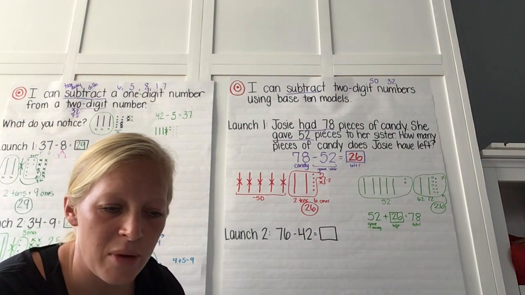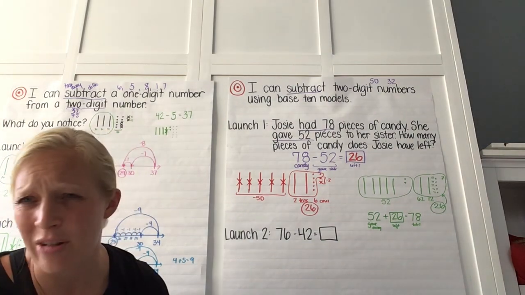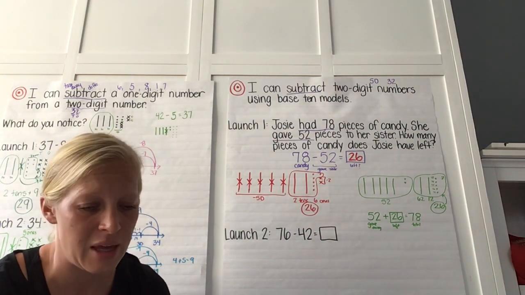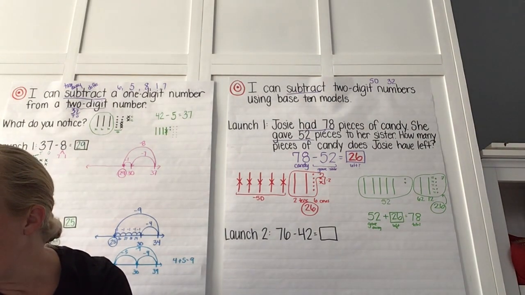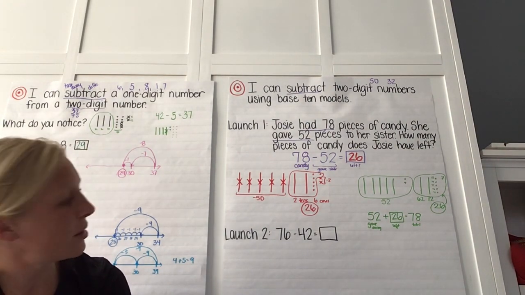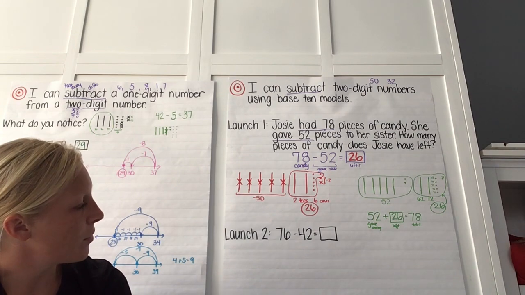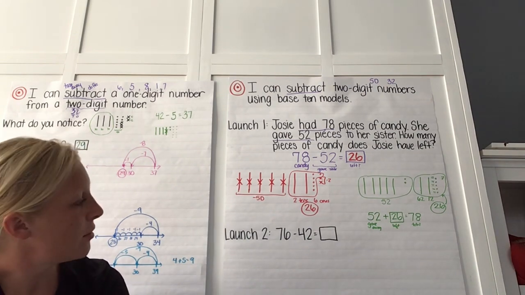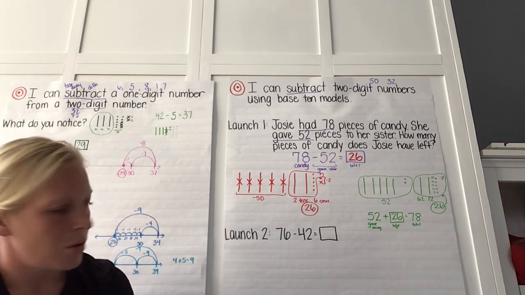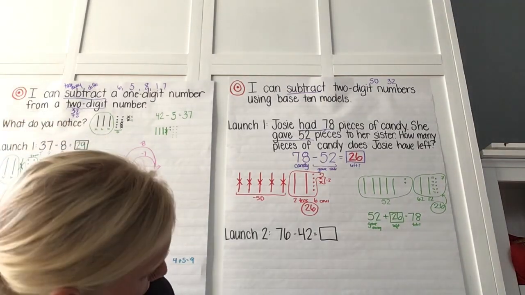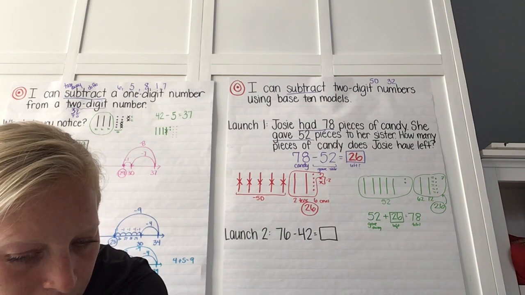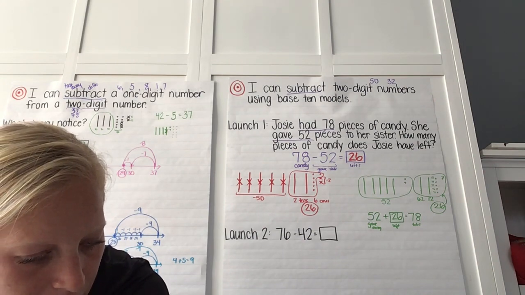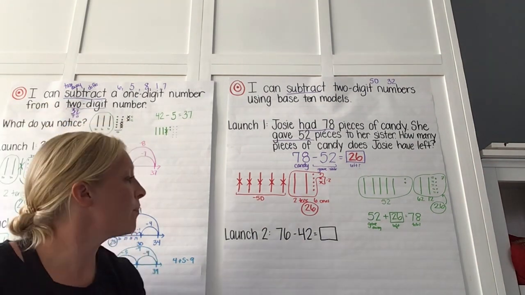Can you show me what you've done so far? Remember, we want to be able to explain our thinking. So where are you starting? And how did you show 76? What did you do next? What did you start with? Why did you start with 42? You can count on, okay?